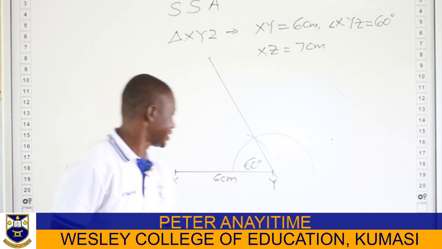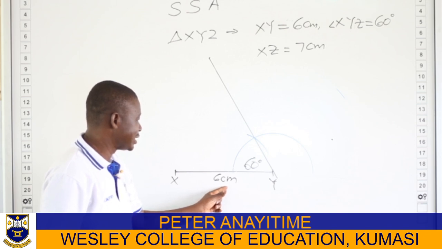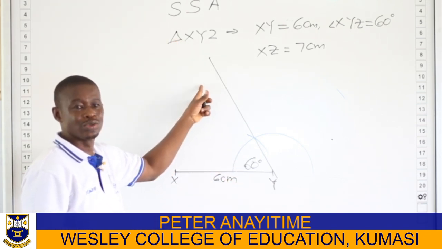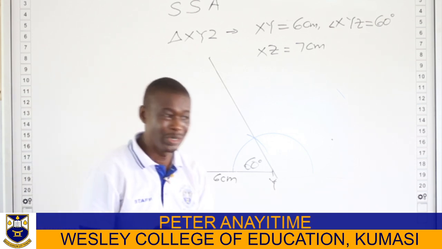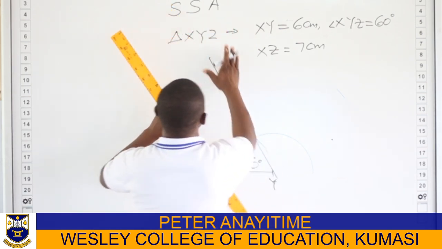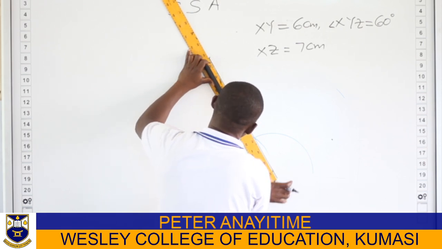So I've gotten my XY to be 6 centimeters. The point Z can be on this line, but we don't know where it should be. So what do we do? It is always advisable in this example that you extend this line as long as possible because you don't know where it will be.